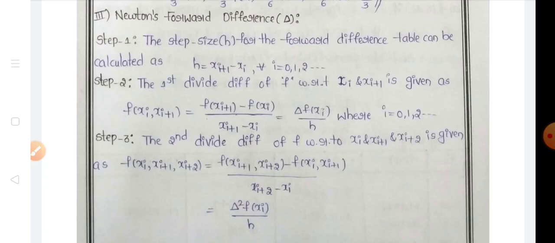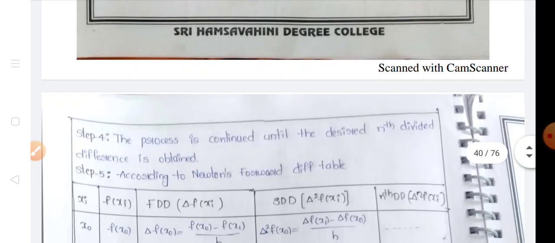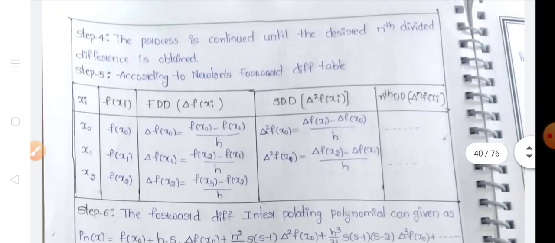Step 3. The second divided difference of f with respect to xi, xi plus 1 and xi plus 2 is given as f of xi, xi plus 1, xi plus 2 is equal to f of xi plus 1, xi plus 2 minus f of xi, xi plus 1 by xi plus 2 minus xi, is equal to delta square f of xi by h. Step 4. The process is continued until the desired nth divided difference is obtained.